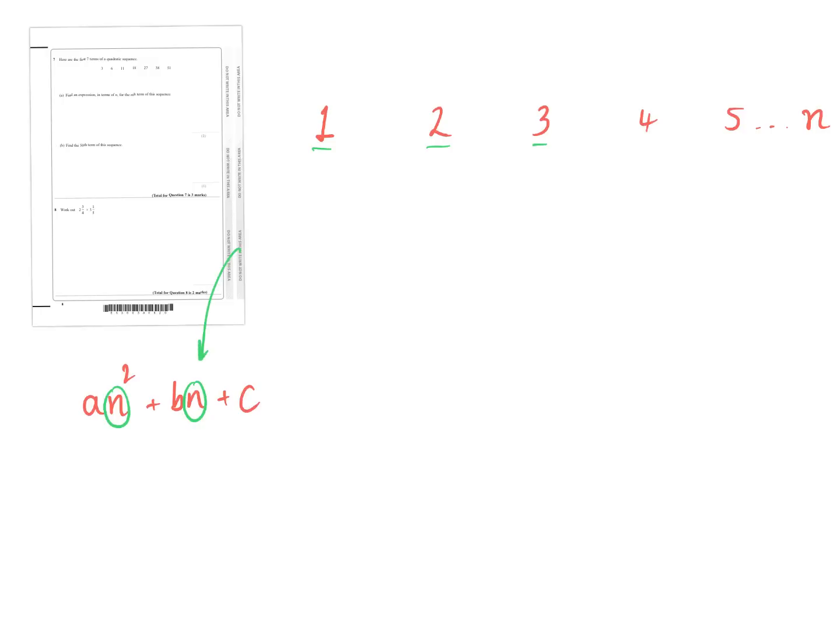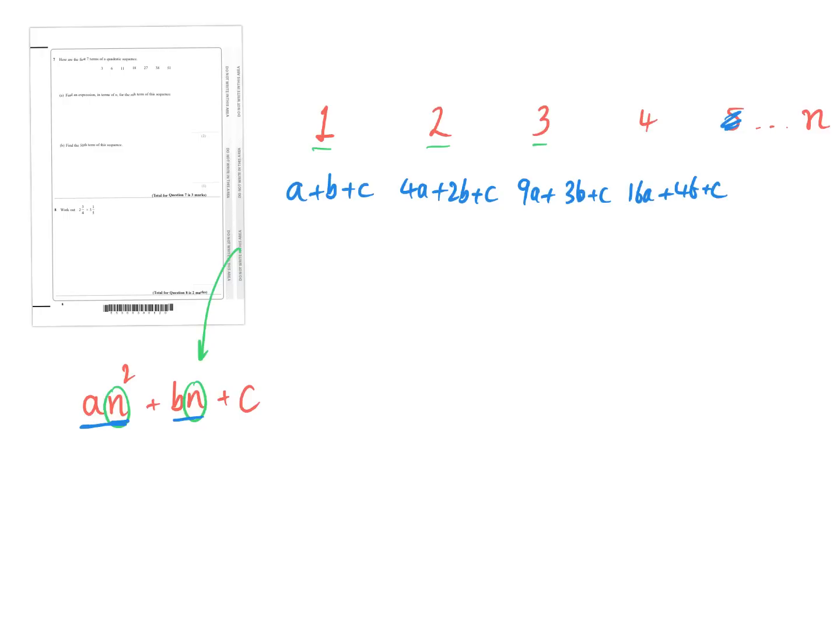So if n is 1, we're just going to have a plus b plus c. When n is 2, we're going to have 2 squared, which is 4a, plus 2b, plus c. If n is 3, we'll have this, 9a plus 3b plus c. If n is 4, 16a plus 4b plus c, and so on. I won't bother doing the fifth one.